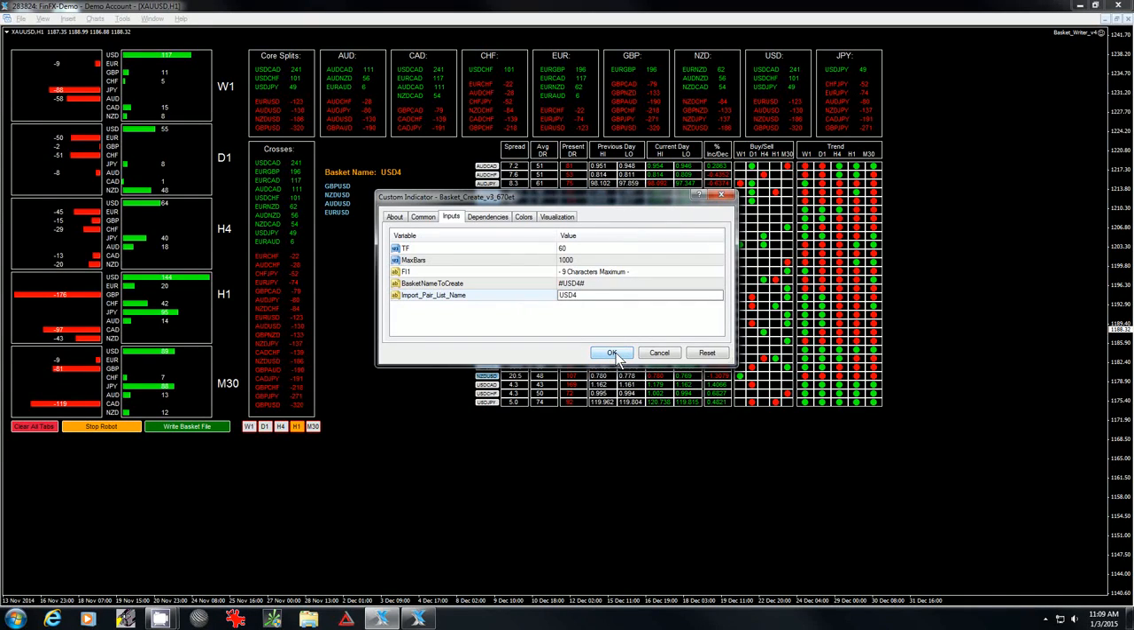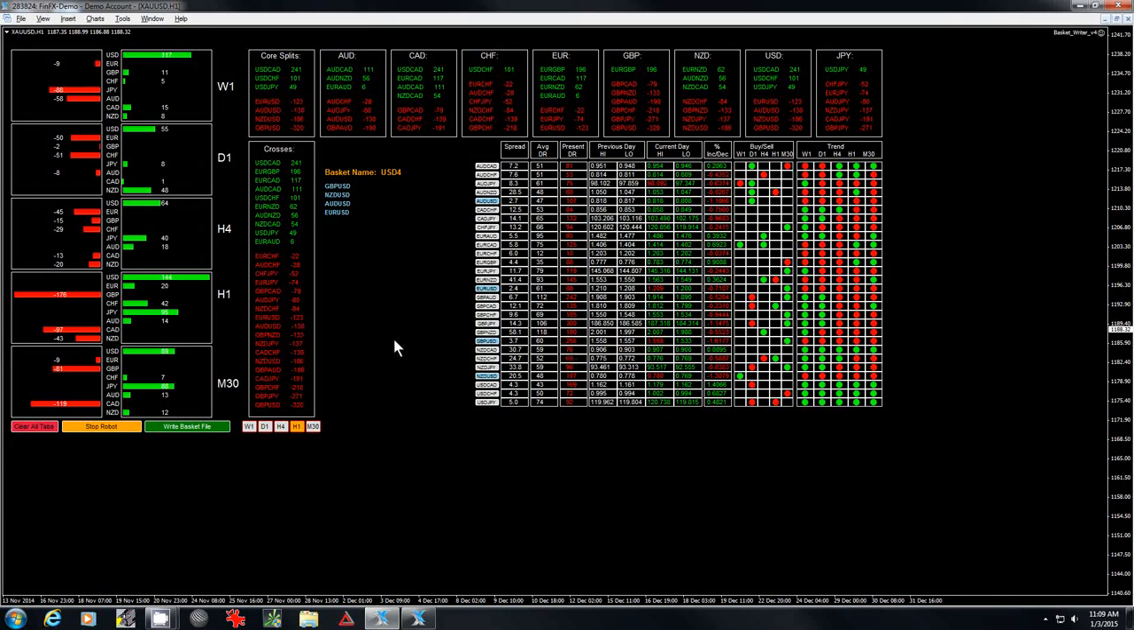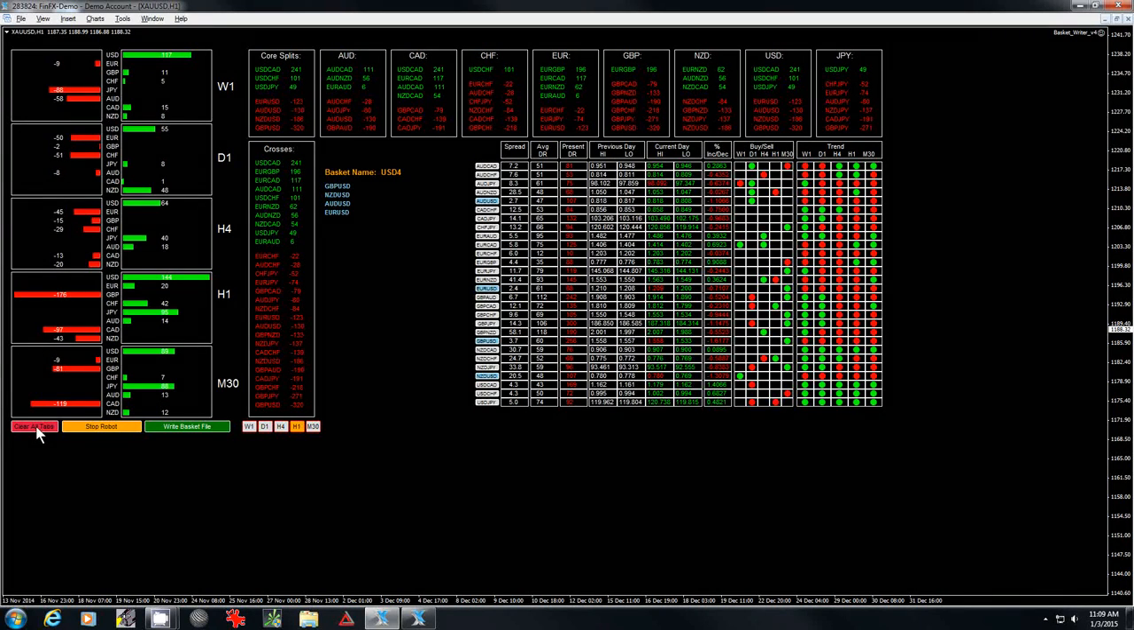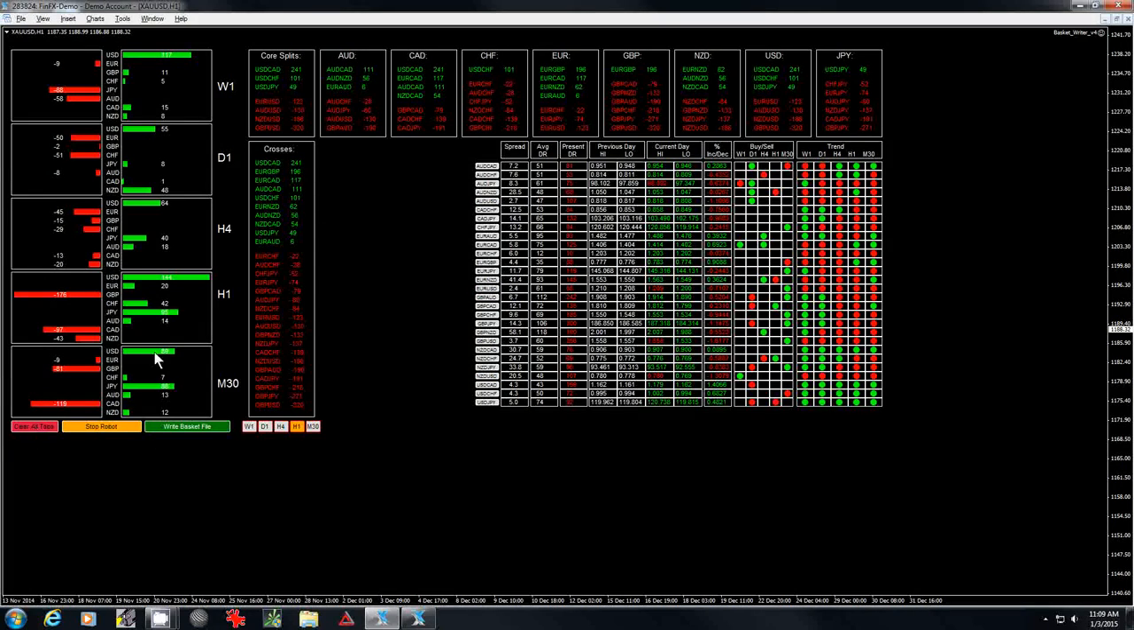And click OK. And that should create that basket. Now before we go look at the basket, I'm going to create one more basket. We'll create one using the pound. Since the pound is real weak, let's create a basket using the pound.